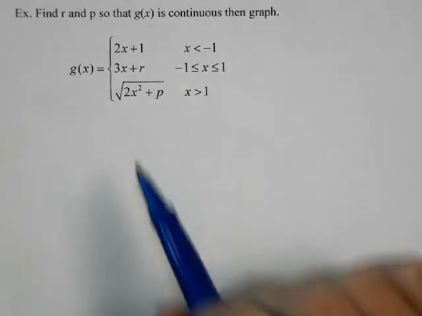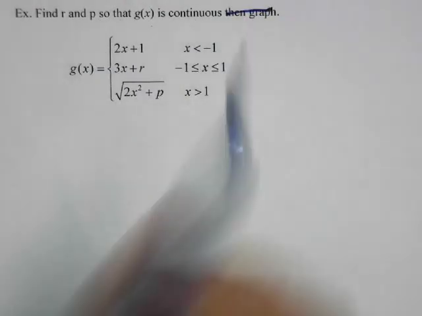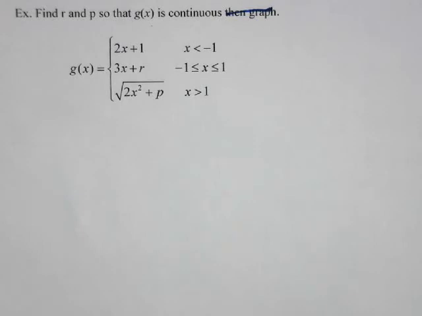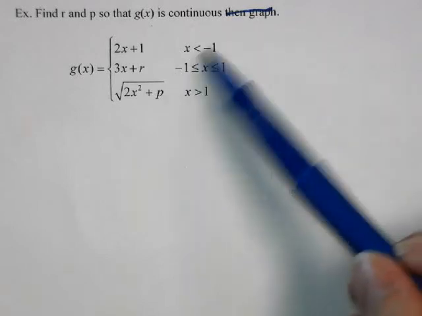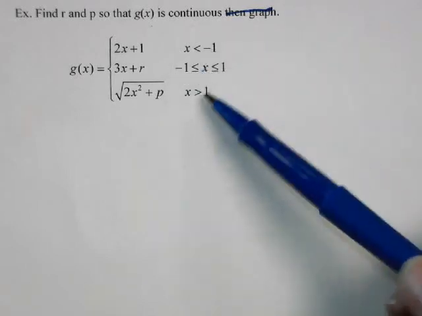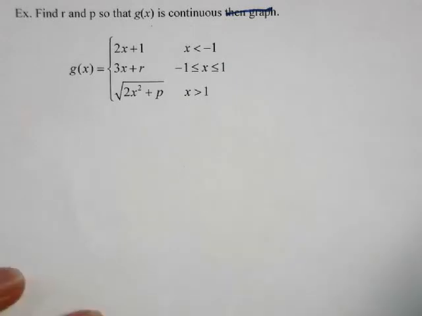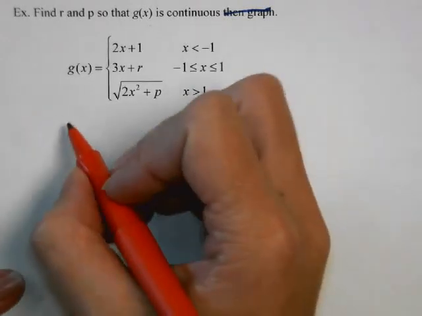We'll do one more of these where we're going to find R and P. And then I'm not actually going to graph it. So I'm going to find these values. This time I have 2 points that I need to worry about. We have a boundary at -1 and we have a boundary at 1. So when we want to make this continuous, I have to consider both of those.